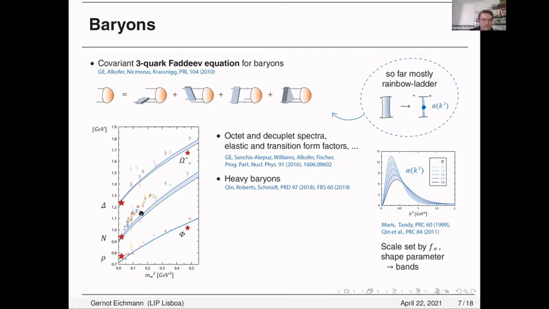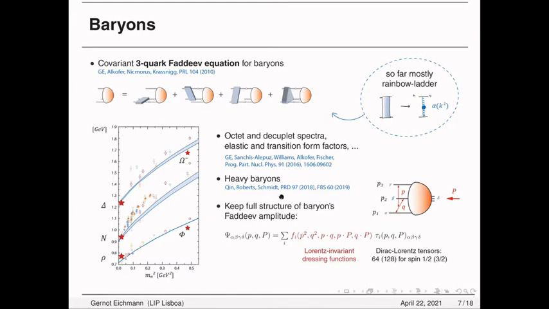But that's it. There are no further approximations. So once you've settled on this, you can take it away and compute meson and baryon spectra, elastic and transition form factors, and more. And much of this is collected in our review article from a couple of years ago. And recently, the three-body equation has also been solved for heavy baryons.